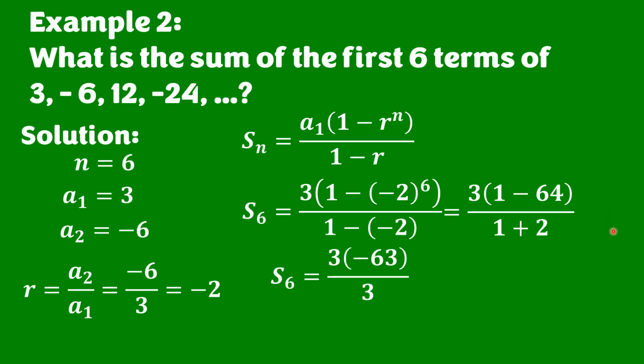So we have S sub 6 is equal to 3 times 1 minus 64, which is negative 63, all over 1 plus 2, which is equal to 3. Next, we're going to simplify. So 3 divided by 3 is equal to 1, times negative 63 is equal to negative 63. So the sum of the first six terms of the geometric sequence 3, negative 6, 12, negative 24, and so on is negative 63.